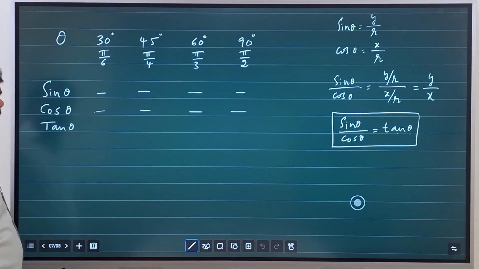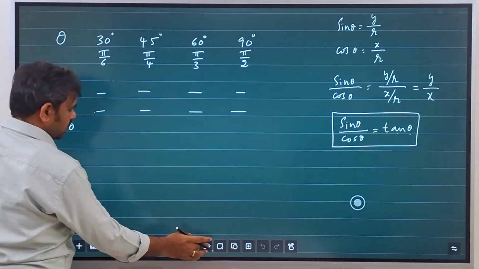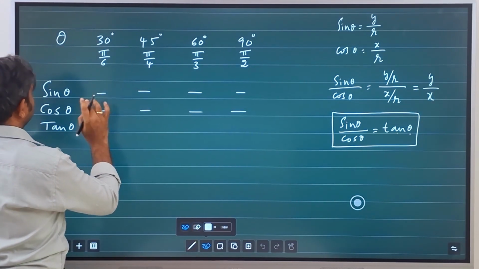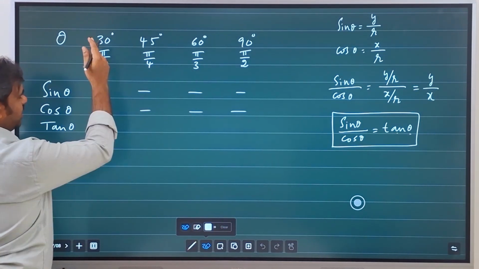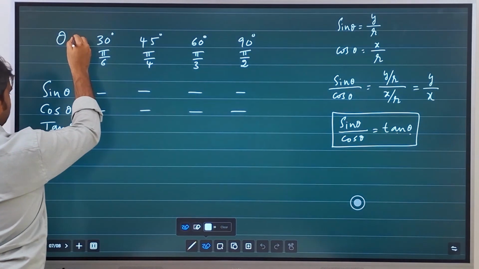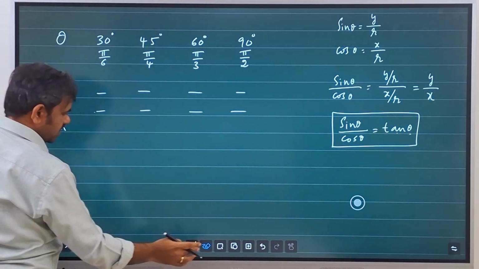So let's substitute them here. We forgot to write 0 degrees here. Let me introduce the column for 0 degrees also.